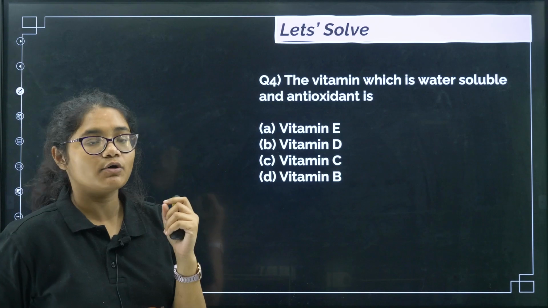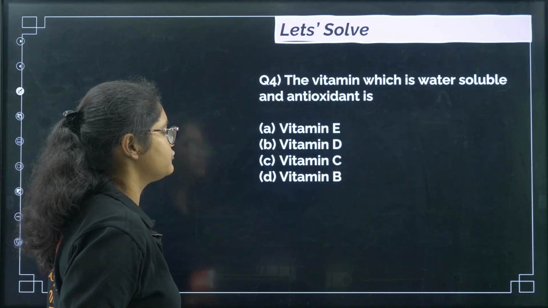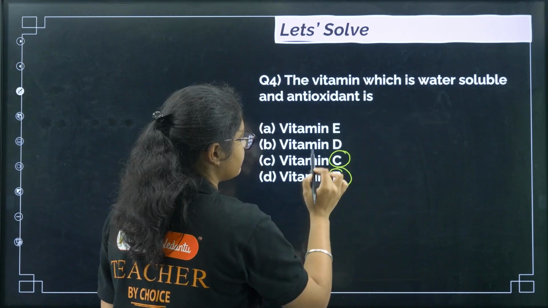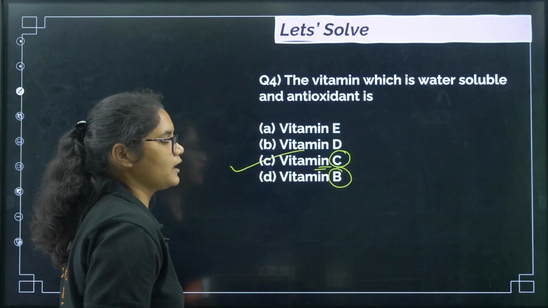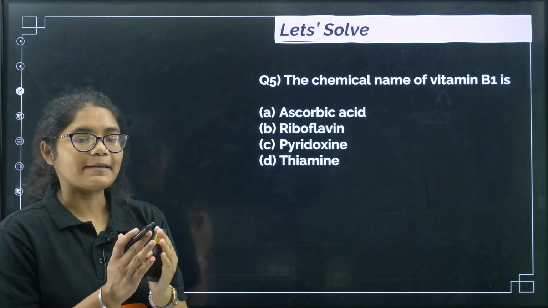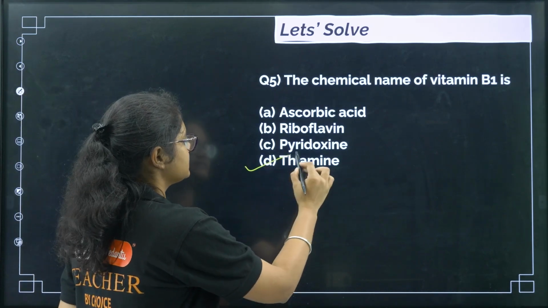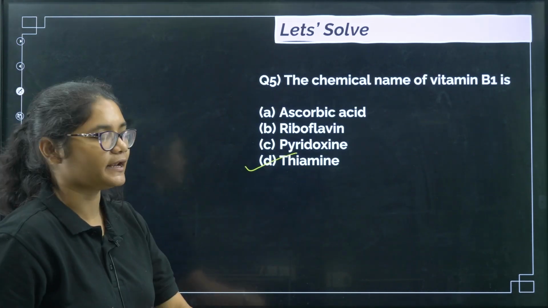The vitamin which is water soluble and an antioxidant: if you remember, vitamins C and B are water soluble, but vitamin C is the antioxidant. So the correct answer is option C here. The chemical name of vitamin B1 is thiamine. Option D is the correct answer here.